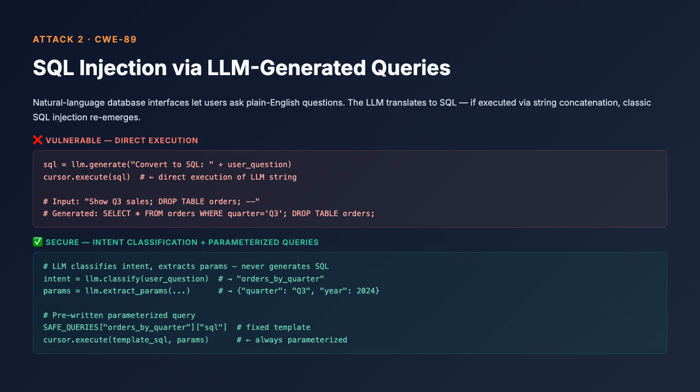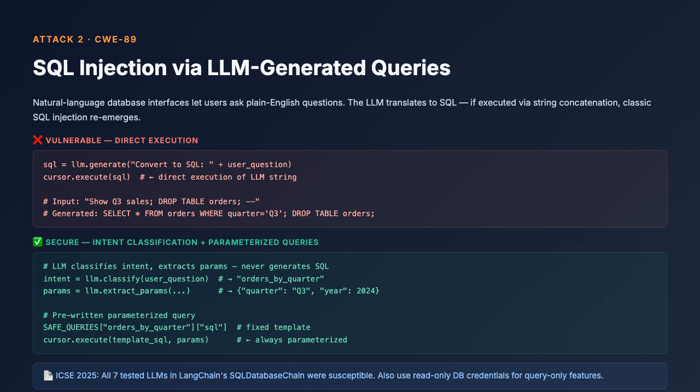The secure approach: never let the LLM generate SQL. Use it only for intent classification and parameter extraction. It classifies the question into a known query type and extracts values. Then execute a pre-written parameterized query that the LLM cannot modify. Research published at ICSE 2025 tested 7 LLMs in LangChain's SQL database chain. All were susceptible. As additional defense, use read-only database credentials for query-only features.